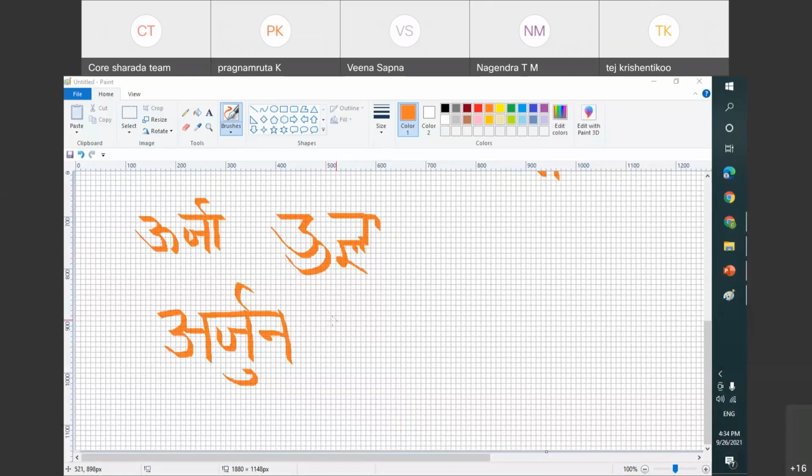So Arjun. So it is R, J. Where will the U matra come now? U matra will come below. And N. This is Arjun. So this is how students should remember.